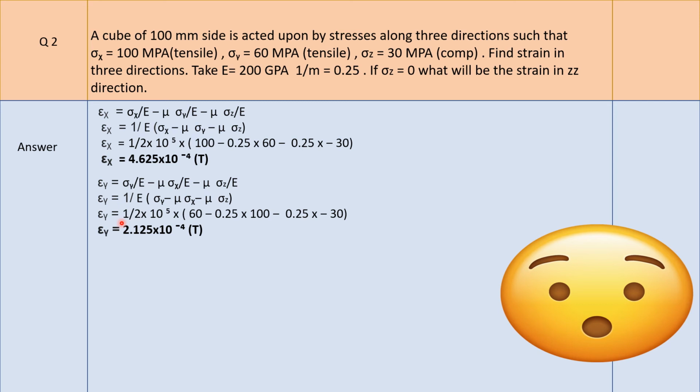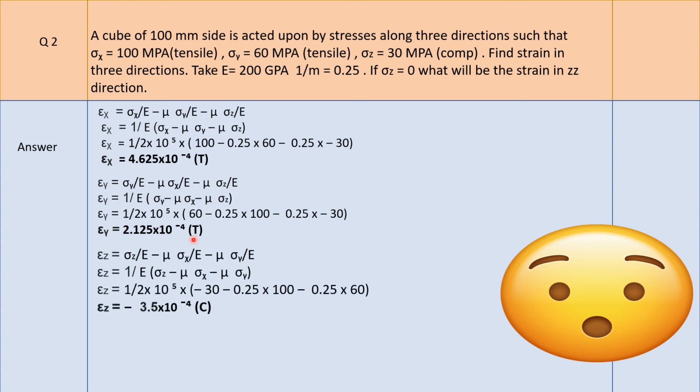1 divided by 2 exponential 5 into bracket open 60 minus 0.25 into 100 minus 0.25 into minus 30 bracket close is equal to. Check the answer, you will get 2.125 into 10 raised to minus 4. Again this answer is positive, it means the strain in y direction is tensile.